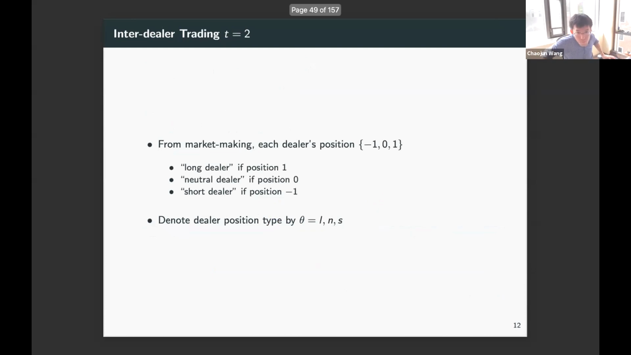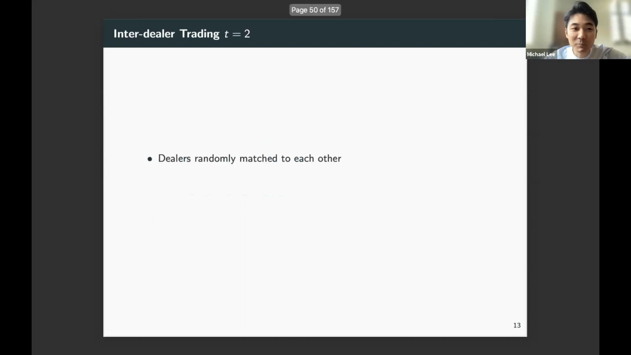All right. So after all of this market making, each of these dealers inherit a position based on their market making activity, and we're going to call them long, neutral, or short, depending on the positions that they've acquired. And so in the interdealer trading stage, these dealers are now going to randomly match with each other.